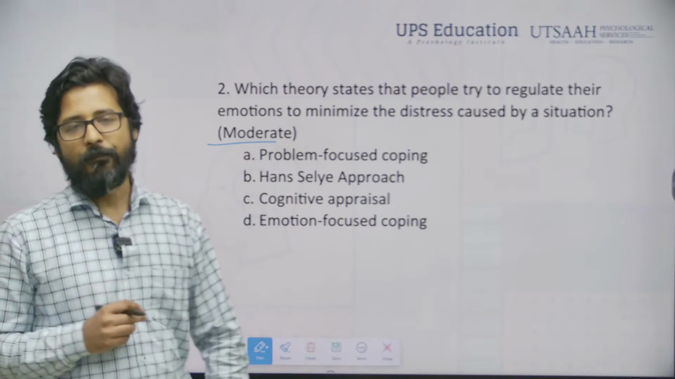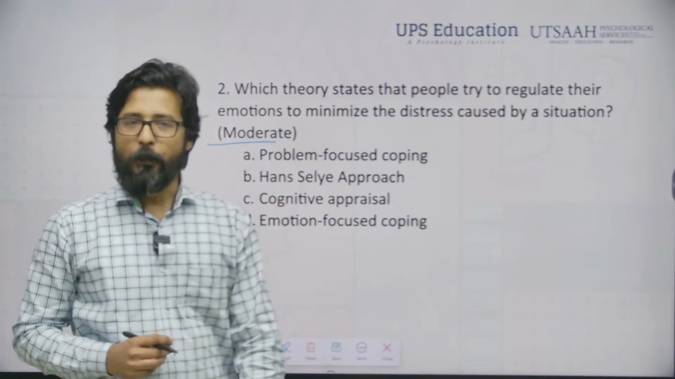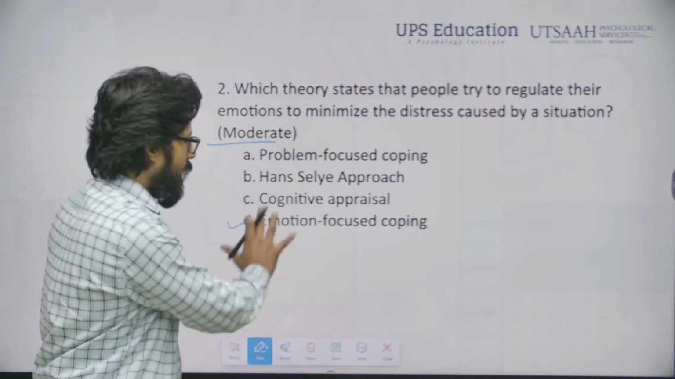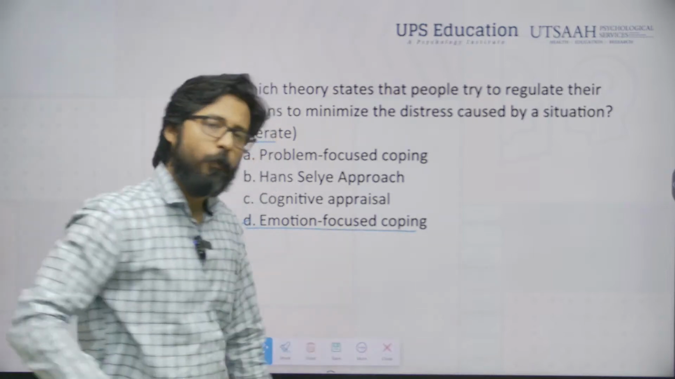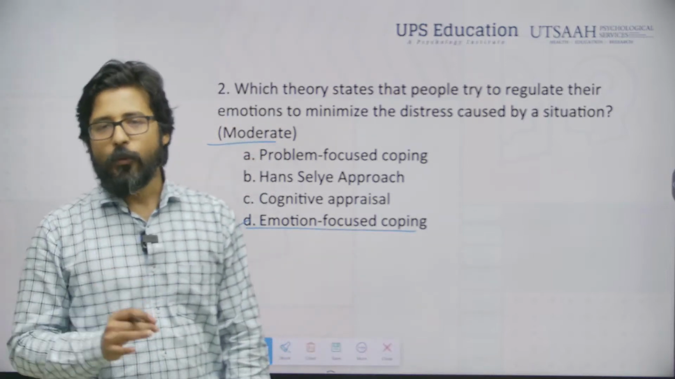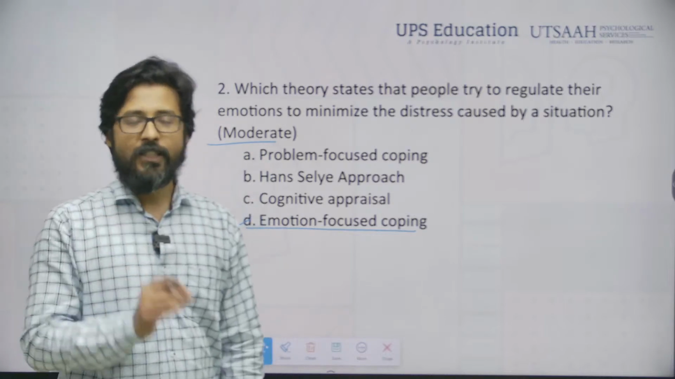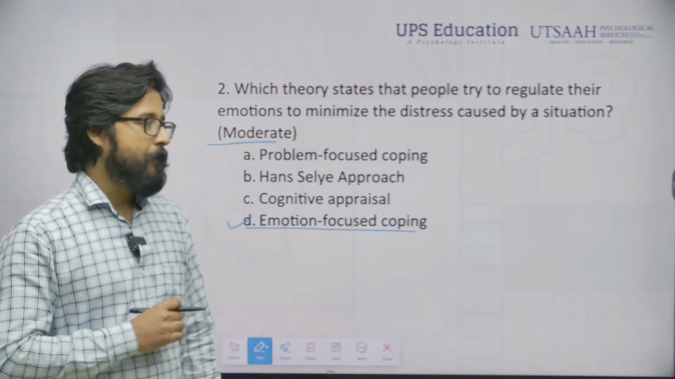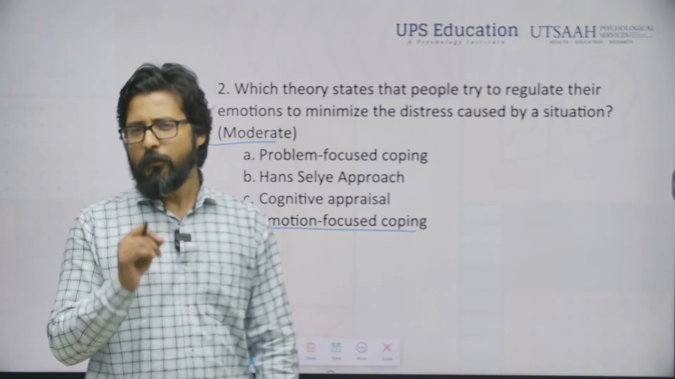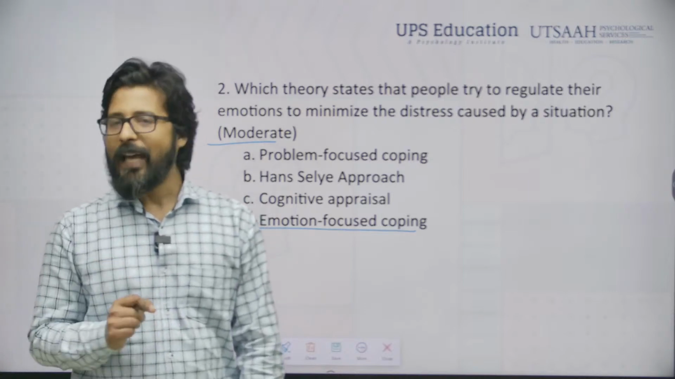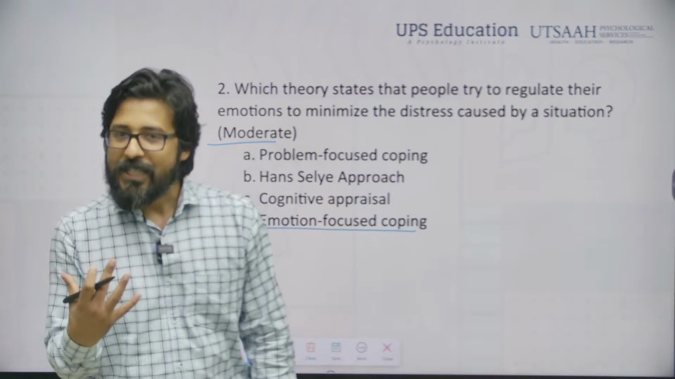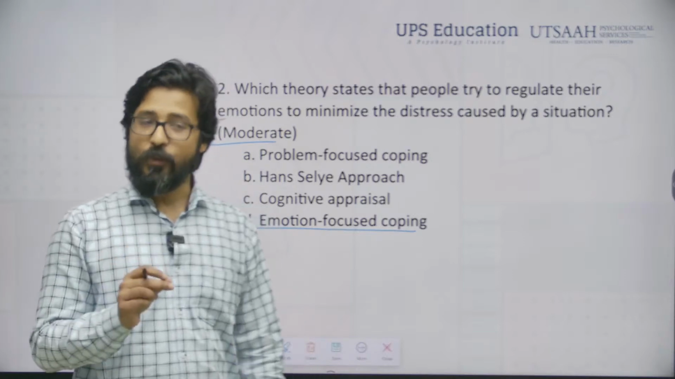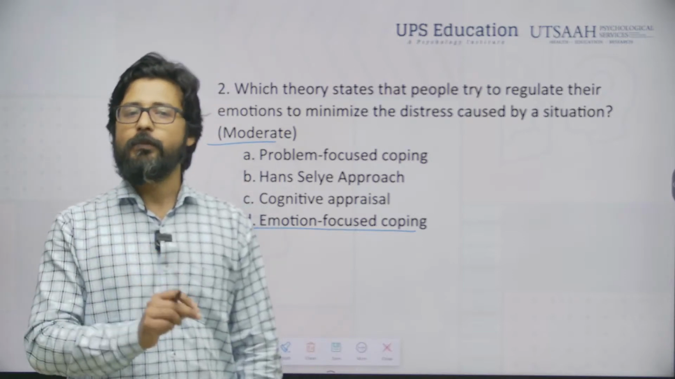Correct answer is D, emotion focused coping. This particular coping mechanism states that people try to regulate their emotions to minimize the distress that is caused by a situation. We call this emotion focused coping. We also have to understand that in emotion focused coping, individuals manage the emotional distress created by a stressful situation rather than directly addressing the problem itself.